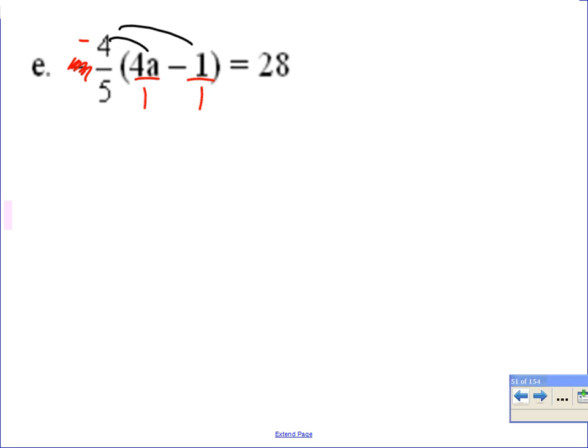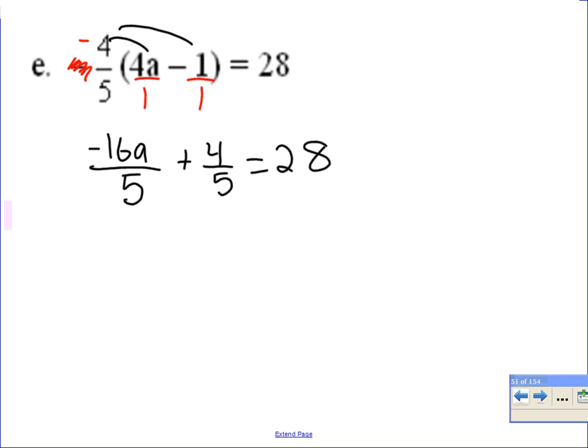First step, distribute. So we have negative 16a over 5 plus 4/5 equals 28. So make sure your first step is exactly like mine. Okay, now 28, we need to change it so it has a common denominator of 5. So I'm going to put a 1 on the bottom. To find the common denominator of 5, all you're doing is multiplying the top and bottom by 5. So we get 140 over 5.